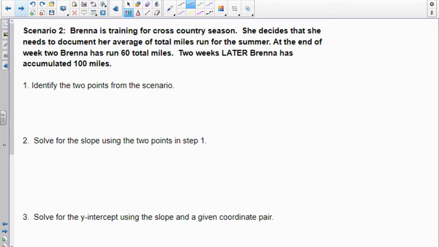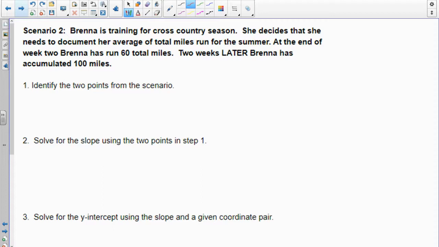She is training for cross-country season. She decides that she needs to document her average of total miles in the summer. At the end of 2 weeks, Brenna has ran 60 miles total, and 2 weeks later, she has now 100.